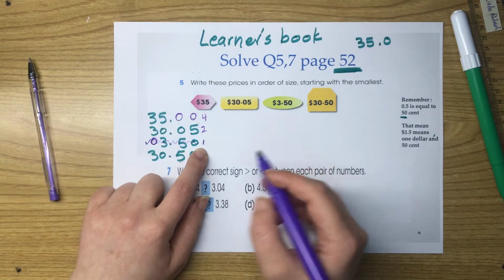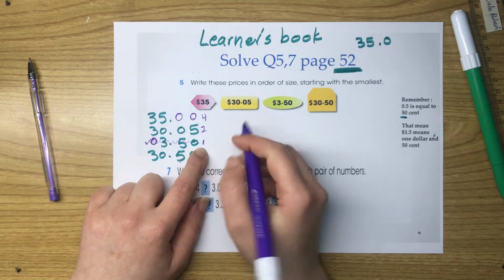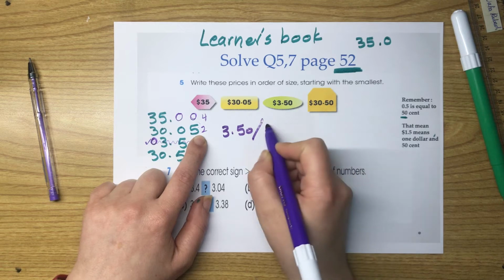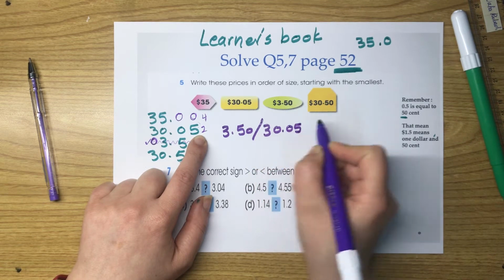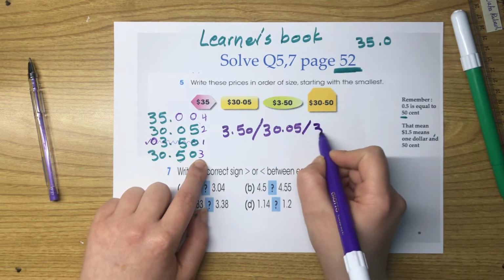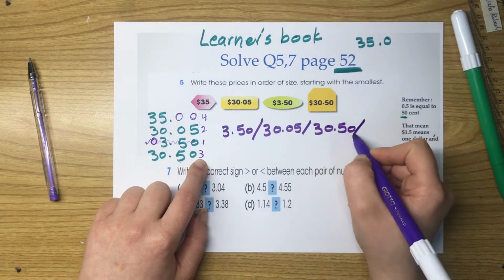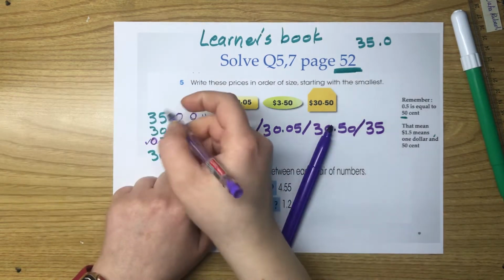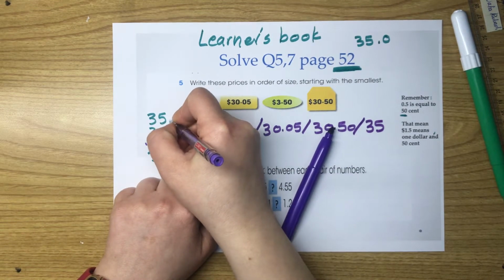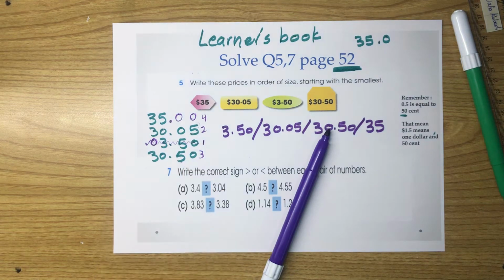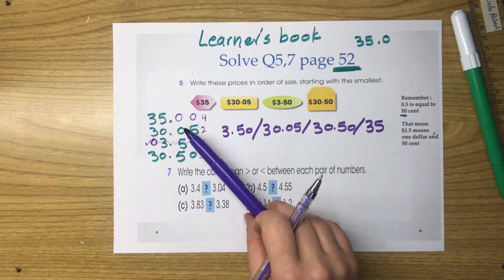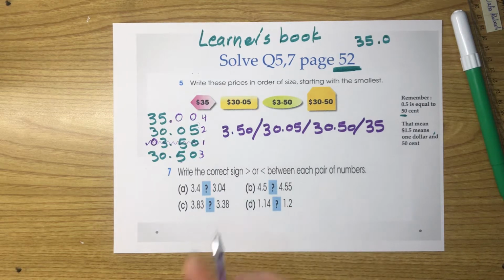So, question number 1. The first one is 3.50. Next is 30.05. Third one is 30.50. And the last one is 35. The decimal point is added too. I have to write down the answers in the original way.